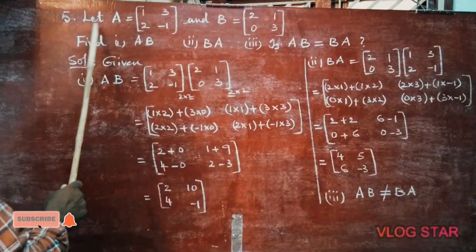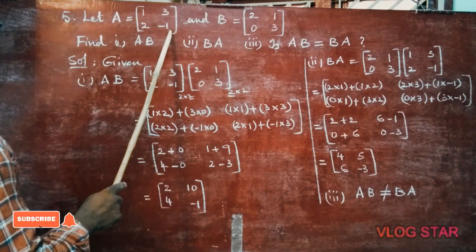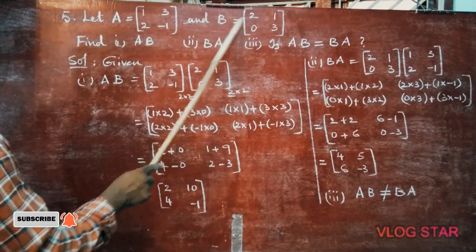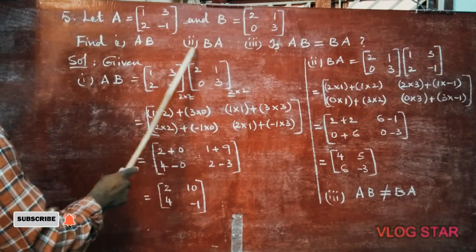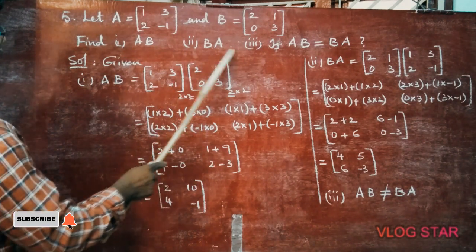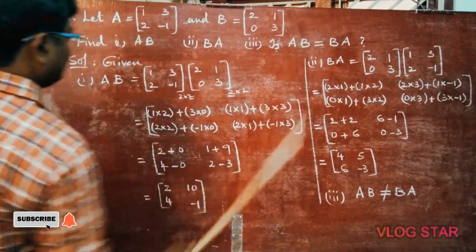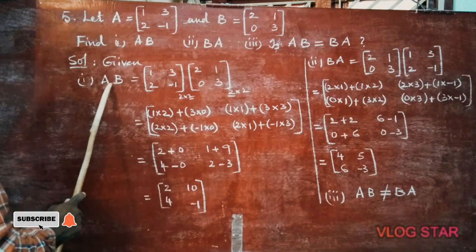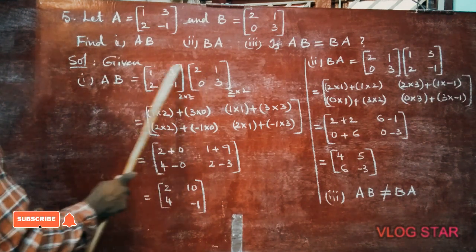Fifth problem. Let A equal the matrix [[1, 3], [2, -1]] and B the matrix [[2, 1], [0, 3]]. Find first bit AB, second bit BA, third bit: is AB equal to BA? First bit we are doing AB. What is the meaning of AB? A into B. We have to multiply. How to multiply, I told you.